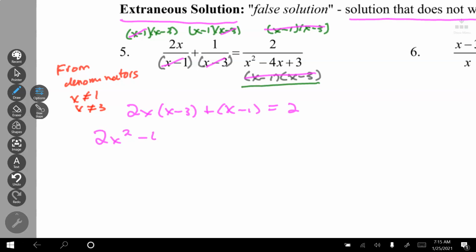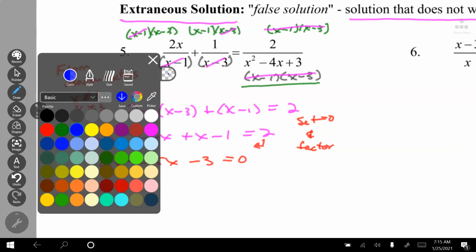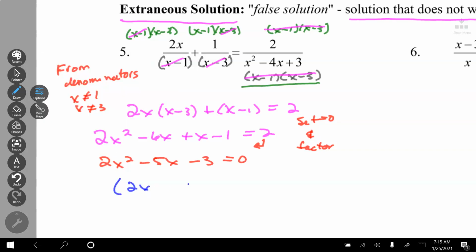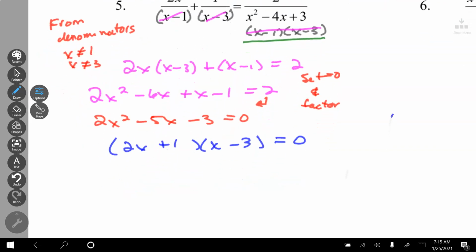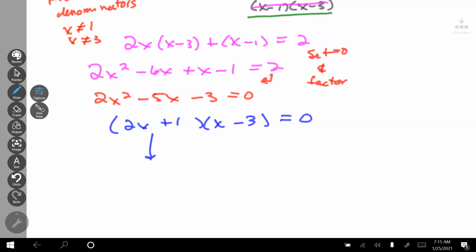I'll expand it out. 2x squared minus 6x plus x minus 1 is equal to 2. Again, this is a quadratic. I set it equal to 0, and I'm going to factor it. So I get 2x squared minus 5x, bring the 2 over, minus 3 is equal to 0. It's a little more difficult to factor this because of the 2x squared, but that minus 3 does not give me a lot of options. I'm going to do minus 3 here, and plus 1 here. And when I solve, I get x equals -1/2.